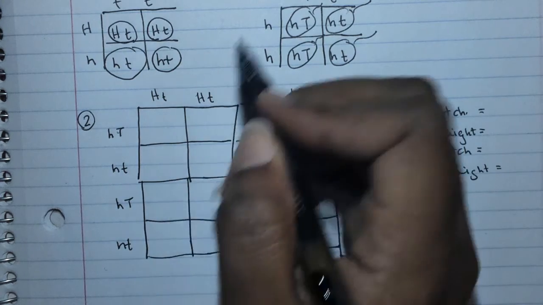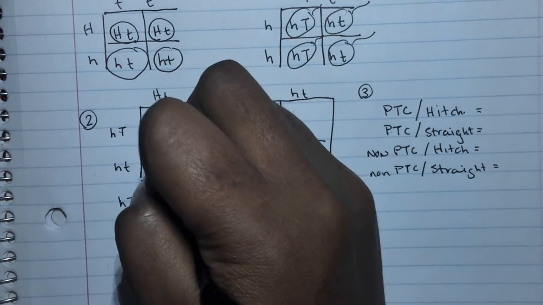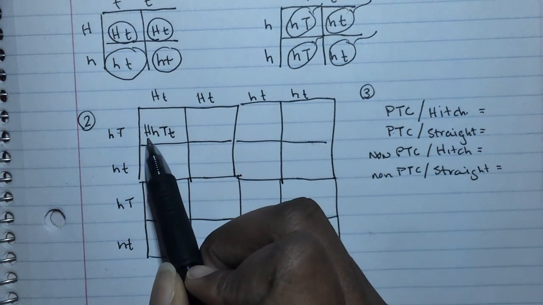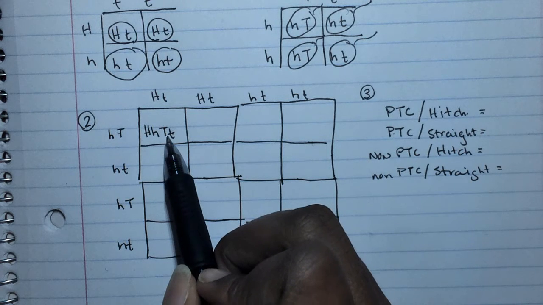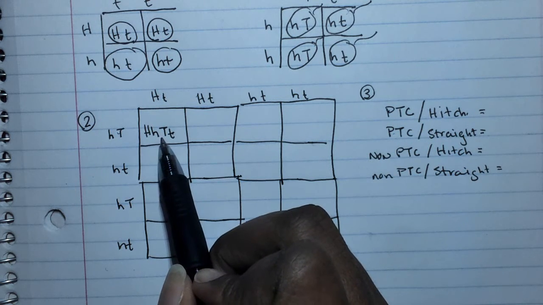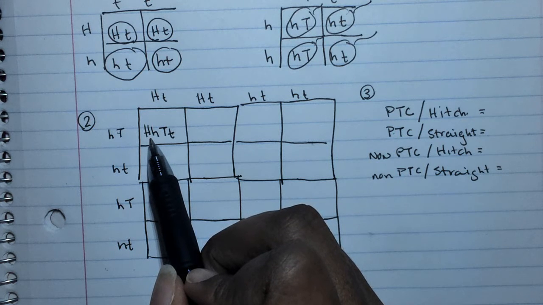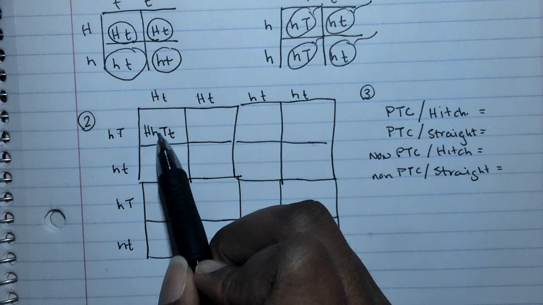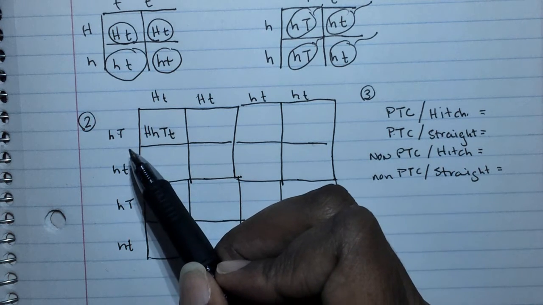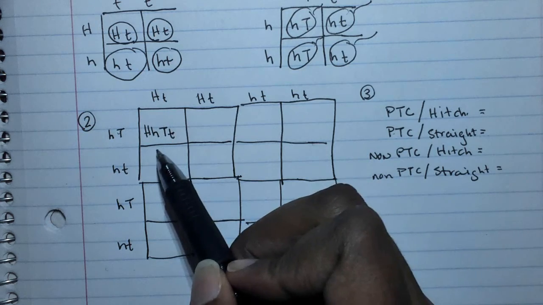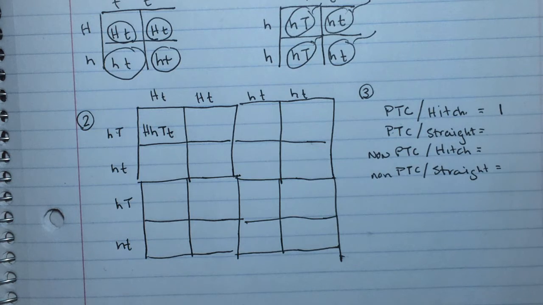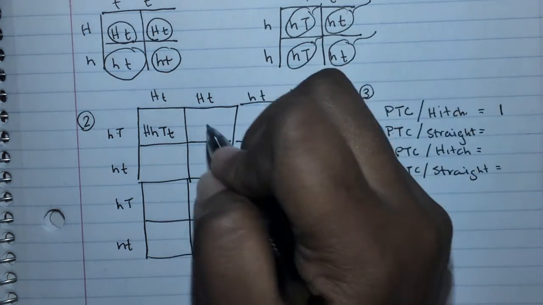All right, so if I do the fertilization here, big H, big T, little t. Now I need to think about what that means. Big H is hitchhiker's thumb. Big T means PTC taster. If the dominant is present, that means the law of dominance says that it's going to be expressed. So this child is going to have hitchhiker's thumb. In other words, hitchhiker's thumb is when your thumb goes back like this. And they'll be able to taste the PTC. So PTC, hitchhiker's thumb, I've got 1. So I'm just going to put a tick mark there, and then I'm going to go to the next one.